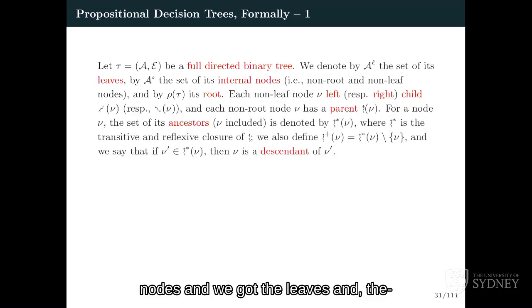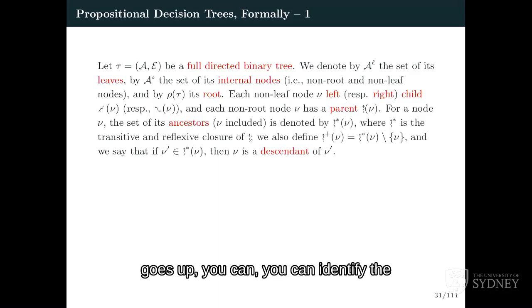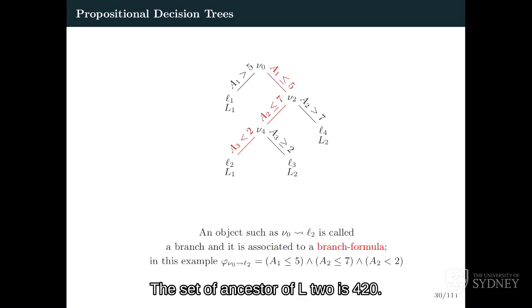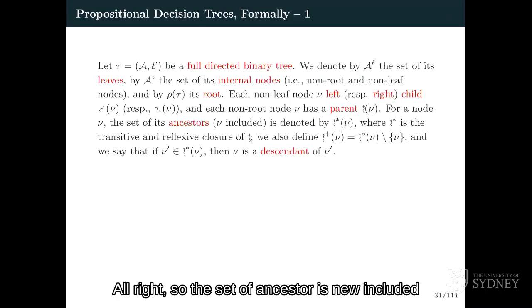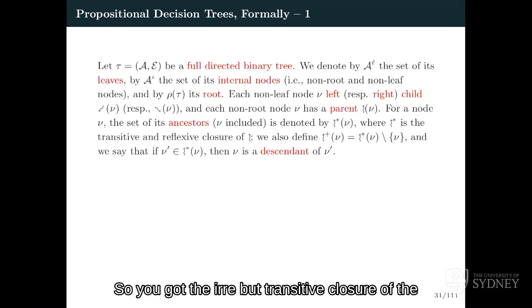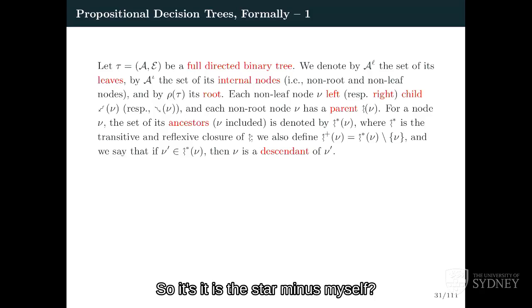Every non-leaf node has a left child and a right child, and we denote this with this arrow that has undergone an earthquake. So there's this quaked arrow to the left and to the right. Each non-root node has a parent, the arrow that goes up. You can identify the set of ancestors. Here, for example, the set of ancestors of L2 is 4, 2, and 0. The set of ancestors, with the node itself included, is the transitive and reflexive closure of the up arrow. If you don't want to include the node itself, then it's the proper ancestors, the irreflexive but transitive closure of the up arrow. So it's the star minus myself.